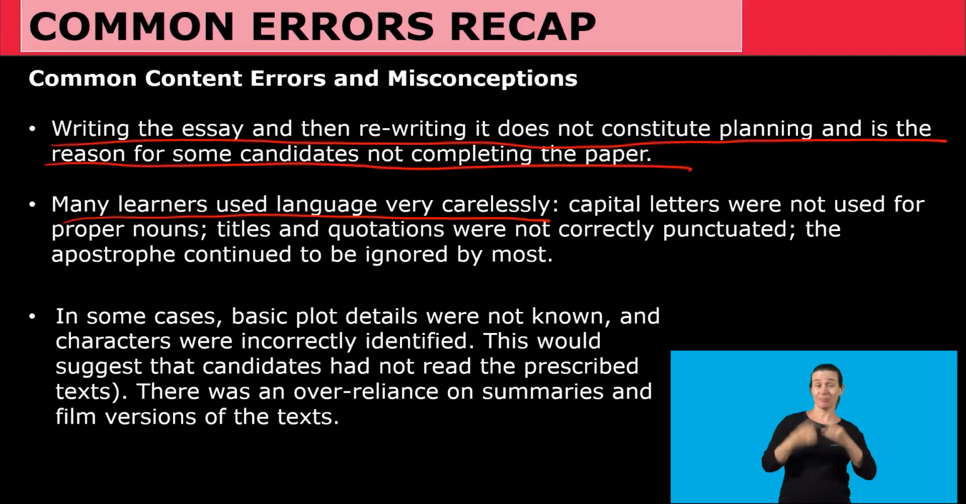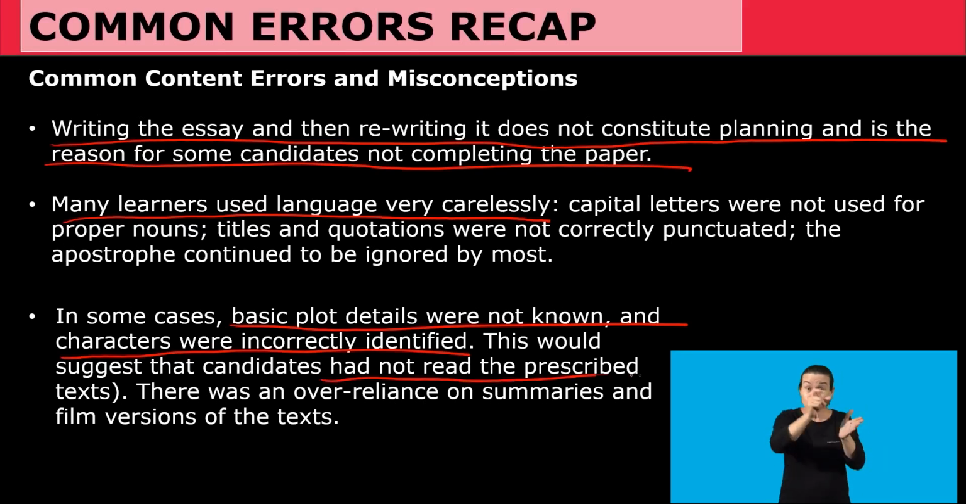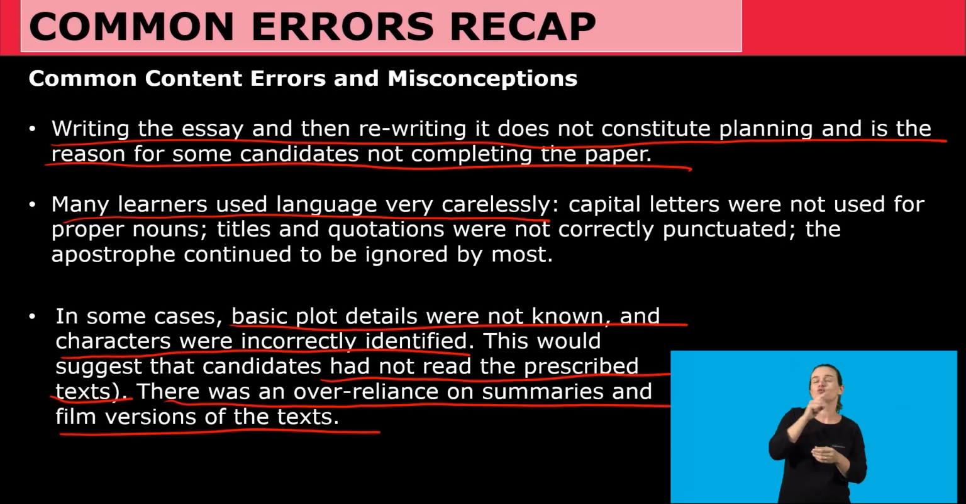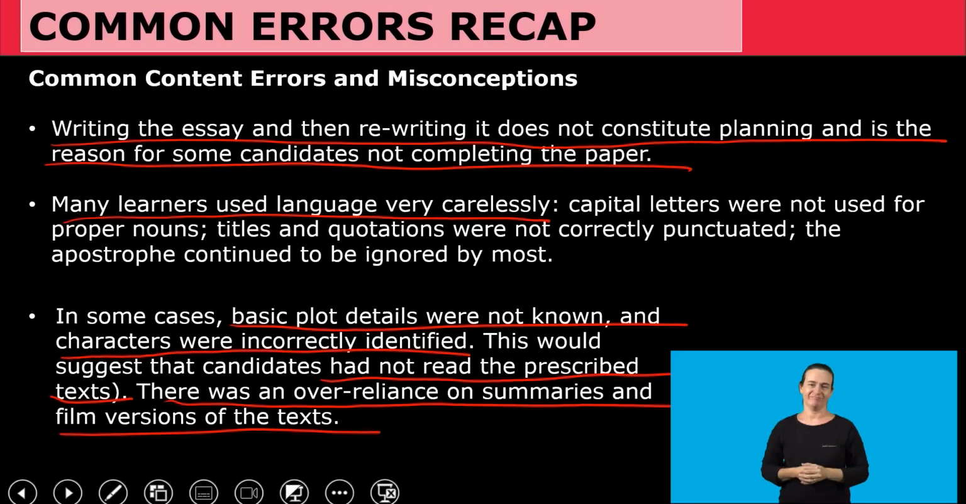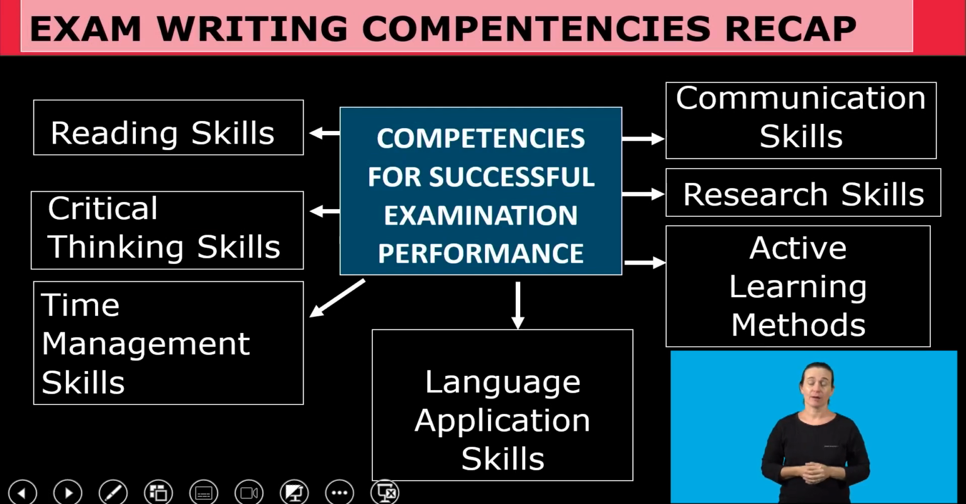In some cases, basic plot details were not known and characters were incorrectly identified. This would suggest that candidates had not read the prescribed text, so you have to read the texts. There was an over-reliance on summaries and film versions of the text, and film adaptations are often not 100% accurate. These were some of the important skills that you require in order to write your English Paper 2 examination.